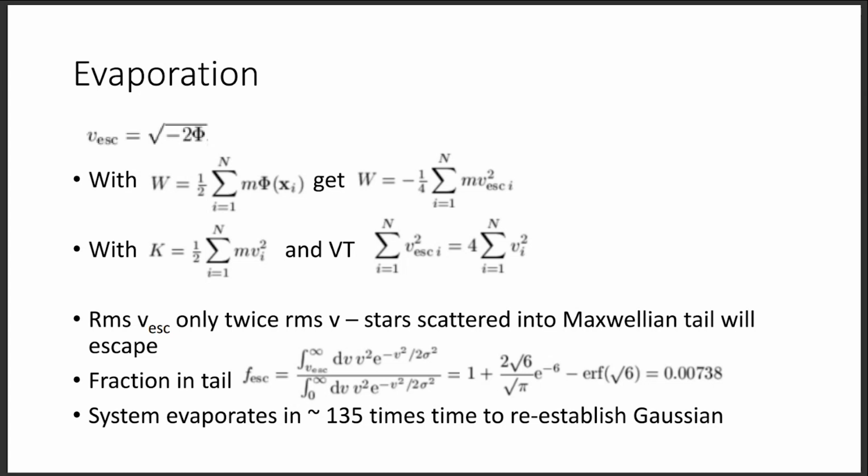Once they're gone, you have to wait about a relaxation time for the encounters, for the fluctuations in the potential, to repopulate the tail of the Maxwellian. And now there will be another particle in 135 that will push off. So every relaxation time, the system will attempt to repopulate that tail, but the particles it puts in there will push off. So after about 135 relaxation times, the whole cluster will evaporate. That's in round numbers.